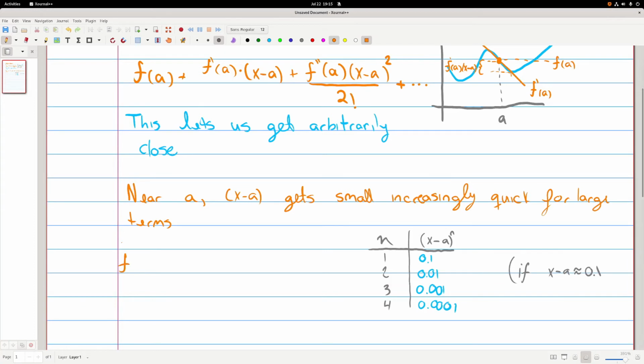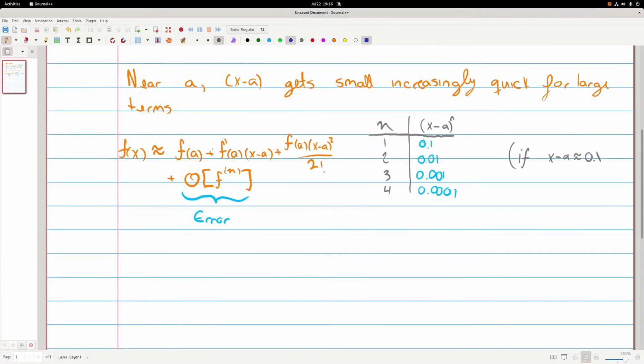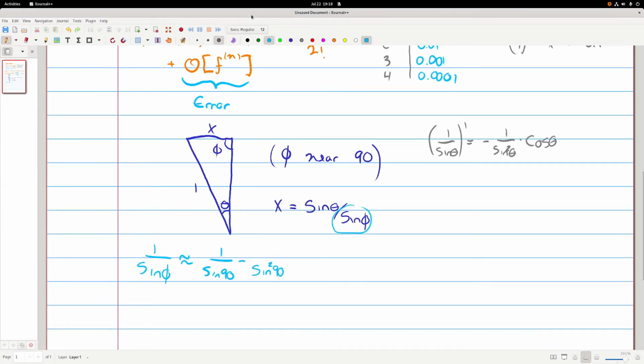As well, if you cut off your Taylor series at some point, you can approximate your errors by looking only at the next term, because the term following will be another power smaller. Let's do this for our sine law function. The part we're interested in is 1 over sine phi. This is the part of sine law that we would use our 90-degree angles on.